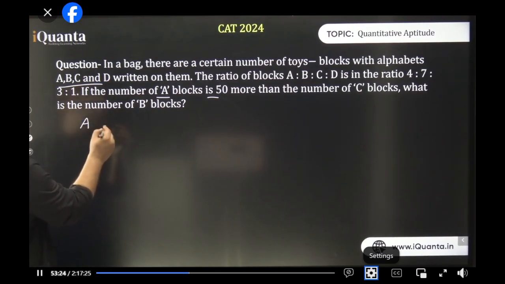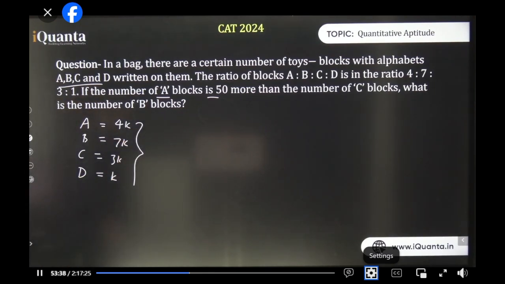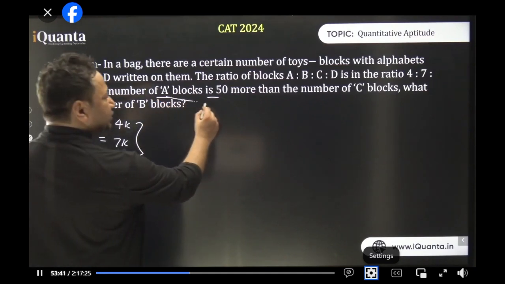So A blocks, how many blocks were there? 4K. B, how many were there? 7K. C were 3K, and D were K. Right? The ratio is 4 to 7 to 3 to 1, so I just put K over there.